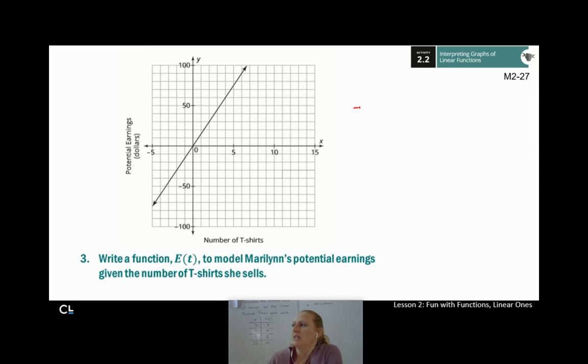So we want to use E of t. We're not using an x, we're using an E for t, pardon me, t for t-shirts, and E for earnings, so we're calling it E of t instead of x and y. We said our slope, we found that earlier, right? $15 per t-shirt. So we said our slope was 15. Our y-intercept, we can see, is 0. So it looks like my function is E of t equals 15t. Good job, us. Yay.